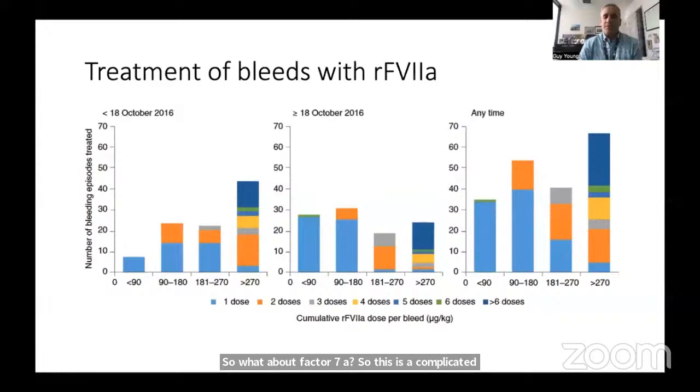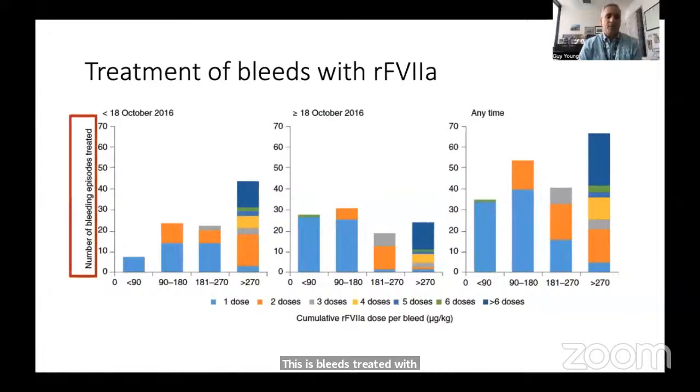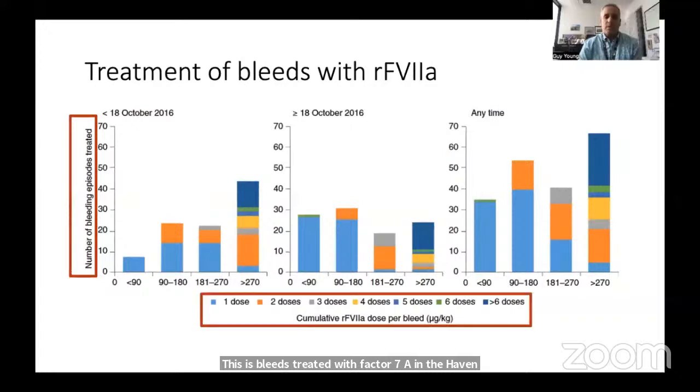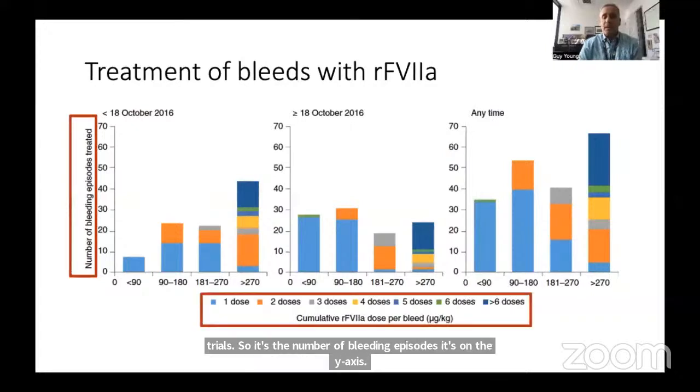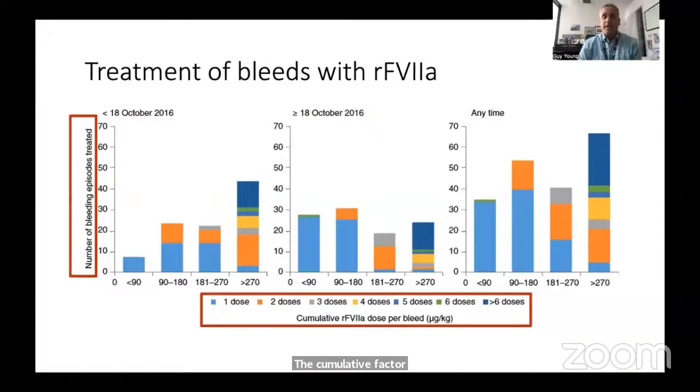This is bleeds treated with factor VIIa in the HAVEN trials. The number of bleeding episodes is on the y-axis. The cumulative factor VIIa dose per bleed is on the x-axis, and the colors indicate how many doses. So light blue is 1 dose, orange is 2 doses, and so on. Now, forget about the dates. Those dates relate to before October 2016 and after, which is when some changes were made in the protocol. But we can just look at any time because I think this works just fine.